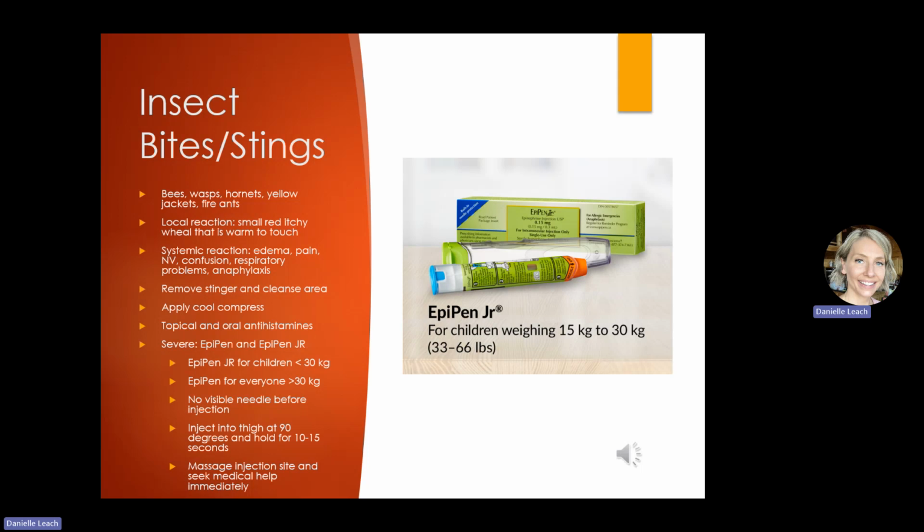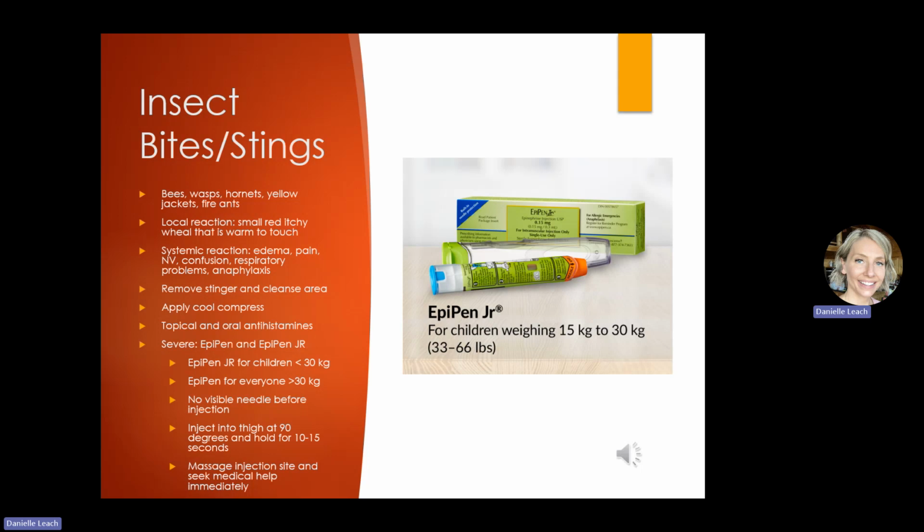Systemic reaction, where if the person is possibly allergic or just has a heightened reaction to one of these things: edema, worsening pain, even nausea and vomiting, confusion, respiratory problems, all the way to anaphylaxis. So if the thing that stung them or bit them has a stinger, we want to remove the stinger, cleanse the area. You can apply a cool compress, give them topical or oral antihistamines.